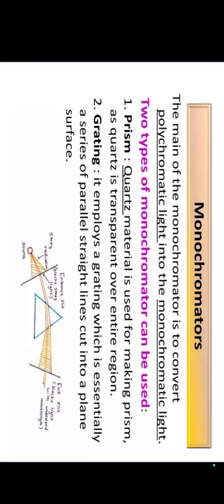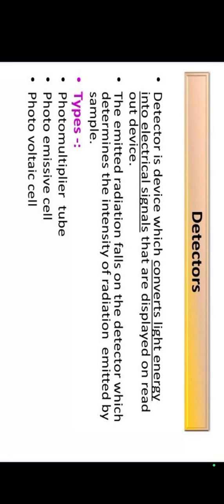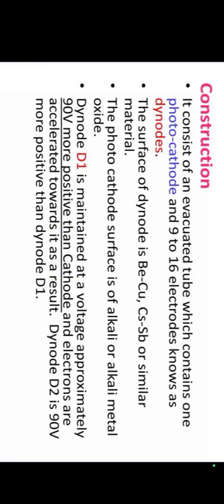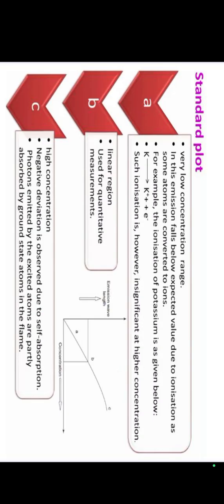Next are the detectors. Detectors convert light energy into an electrical signal that is displayed on the readout device. The types of detectors we see: first, photomultiplier tube; second, photoemissive cell; and photovoltaic cell. For the photomultiplier tube, we see how it works and how it is constructed, and how the graph is presented in the flame photometry readout device.